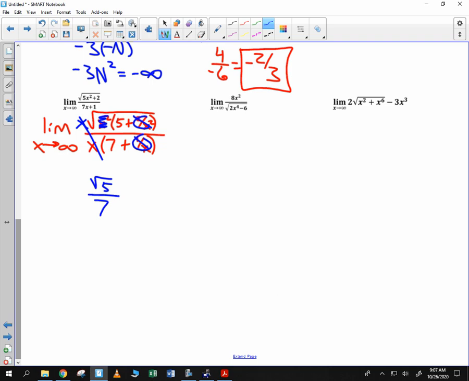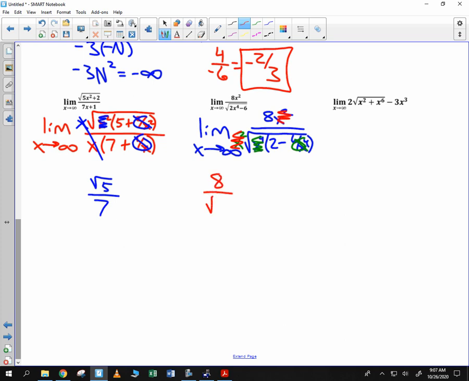In the next situation, similar. Limit as x goes towards infinity. 8x squared over square root of, if you factor out x to the 4th, you get 2 minus 6 over x to the 4th. Notice the 6 over x to the 4th goes away. You put that x to the 4th out front by making it x squared. And when you do that, notice that the x squareds cancel. And we get 8 over the root of 2. Multiply top and bottom by the root of 2, and we get 8 roots of 2 over 2, or 4 roots of 2.